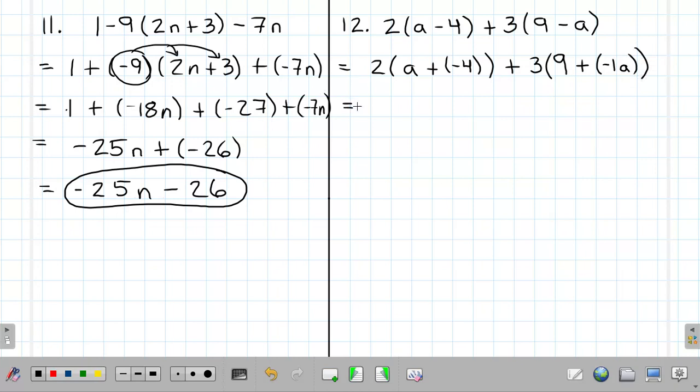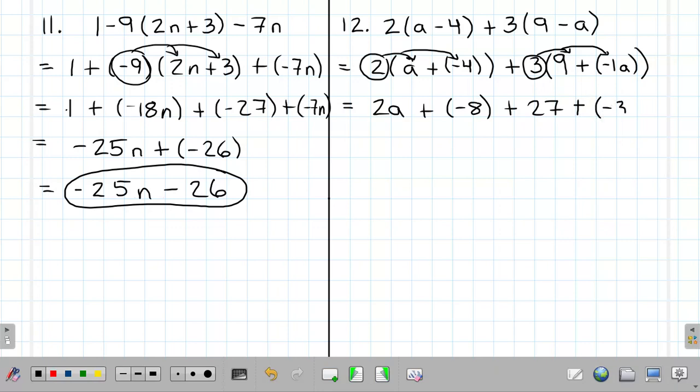So now when we distribute, we're going to distribute this 2 to the a and to the negative 4, then the 3 to the 9 and the negative 1a. So 2 times a is 2a, plus 2 times negative 4 is negative 8, plus 3 times 9 is 27, and 3 times negative 1a is plus negative 3a. So what are we left with here? 2 plus negative 3 is negative 1a, plus negative 8 plus 27 gives us 19.